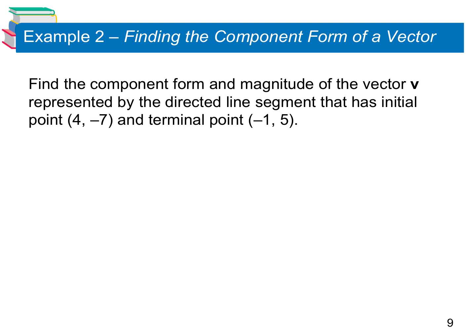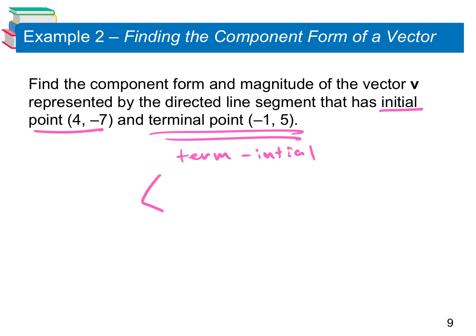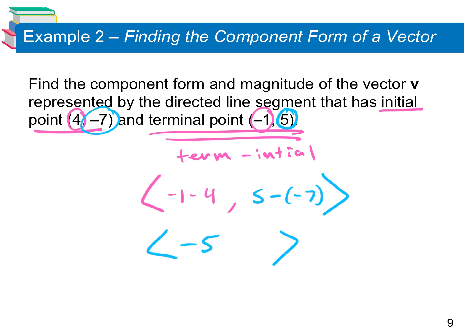We want to find the component form and the magnitude of vector v represented by the directed line segment that has the initial point of 4, -7 and the terminal point of -1, 5. It's always terminal minus initial for component form. So our terminal is -1 minus the initial, which is 4. And then terminal minus initial, so 5 minus -7. So what's -1 minus 4? -5. And 5 minus -7? 12. So this would be component form for vector v.